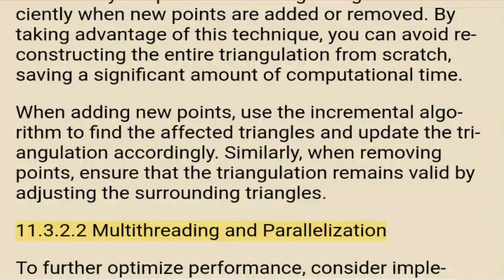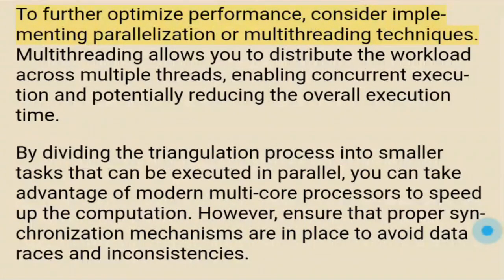11.3.2.2 Multithreading and parallelization. To further optimize performance, consider implementing parallelization or multithreading techniques. Multithreading allows you to distribute the workload across multiple threads, enabling concurrent execution and potentially reducing the overall execution time. By dividing the triangulation process into smaller tasks that can be executed in parallel, you can take advantage of modern multi-core processors to speed up the computation. However, ensure that proper synchronization mechanisms are in place to avoid data races and inconsistencies.